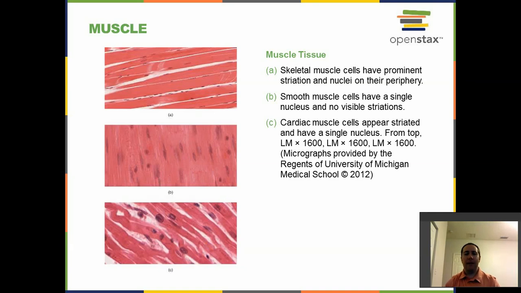And so the intercalated disc allows the electrical signal to move from one cell to the next, to the next, to the next, to the next, at the speed of electricity, so that all of the cells contract at the same exact time.